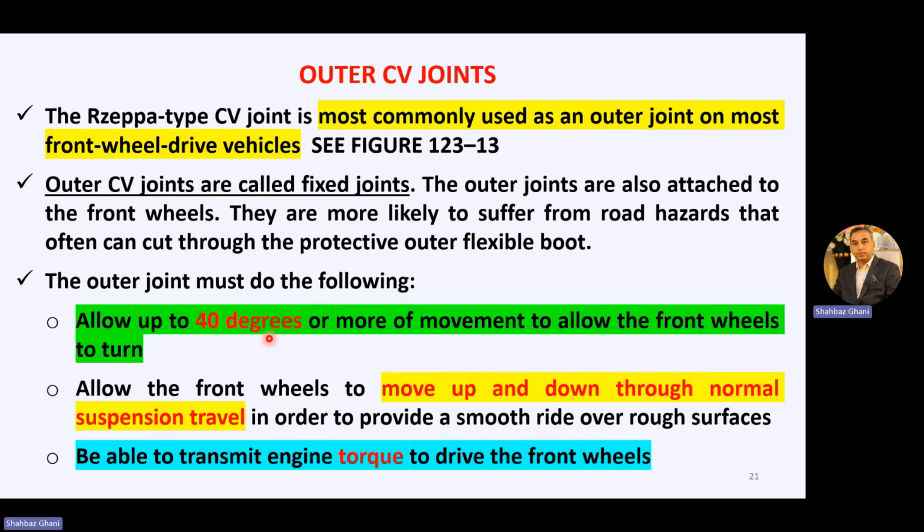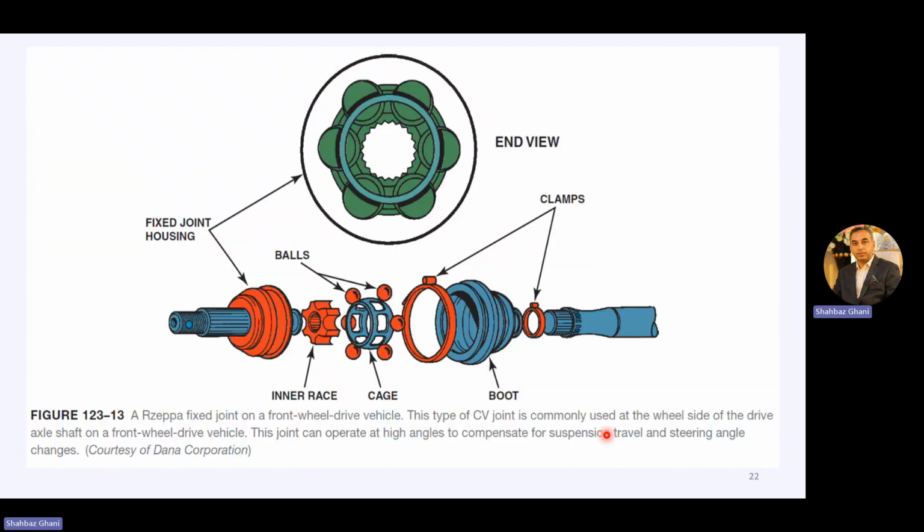Allow up to 40 degrees of turn. So if your wheels are straight, they can move 20 degrees right or left, in total 40 degrees. Allow the front wheel to move up and down. So this was lateral and this was up and down movement through the normal suspension travel. And the third function is to transmit the torque to drive the front wheels.